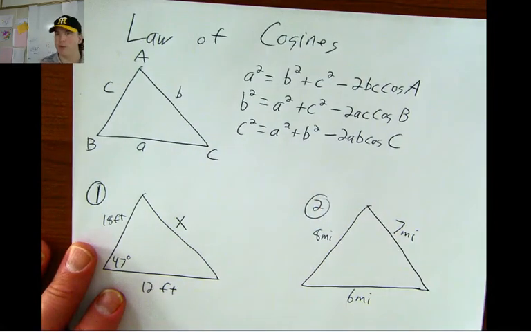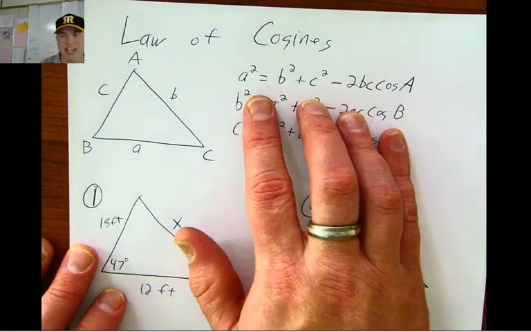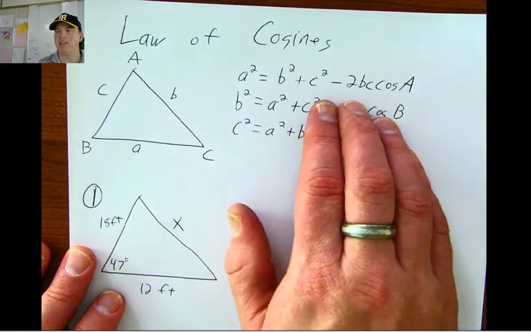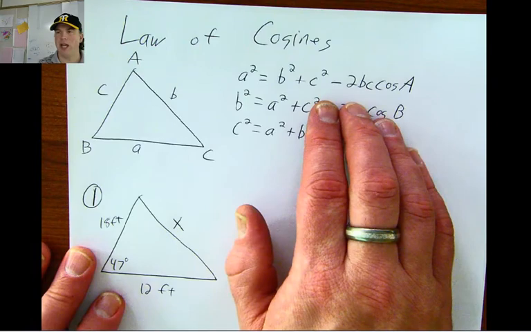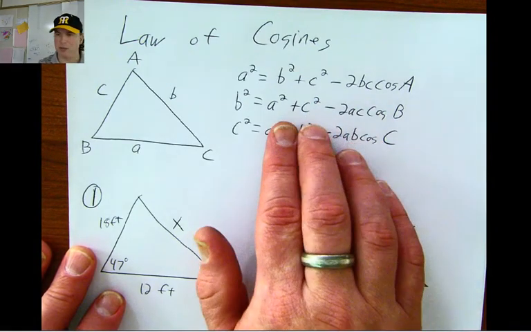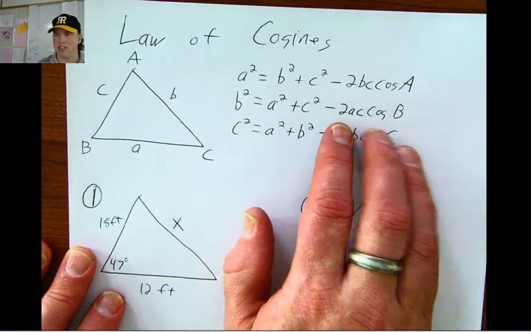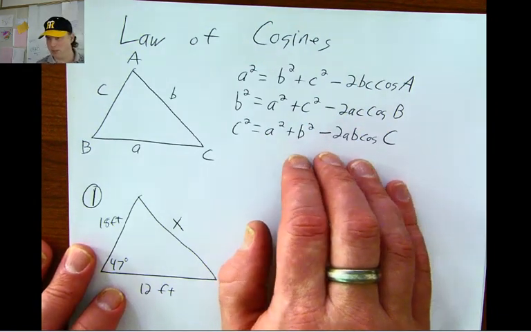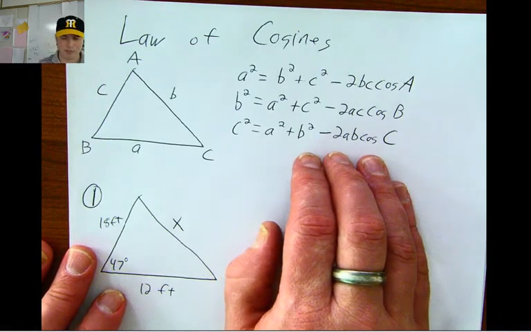There are three versions of law of cosines. There's the A squared variety. That's equal to B squared plus C squared minus 2BC cosine A. There's the B squared variety, where it's A squared plus C squared minus 2AC cosine B. And then there's the C squared variety, A squared plus B squared minus 2AB cosine C.